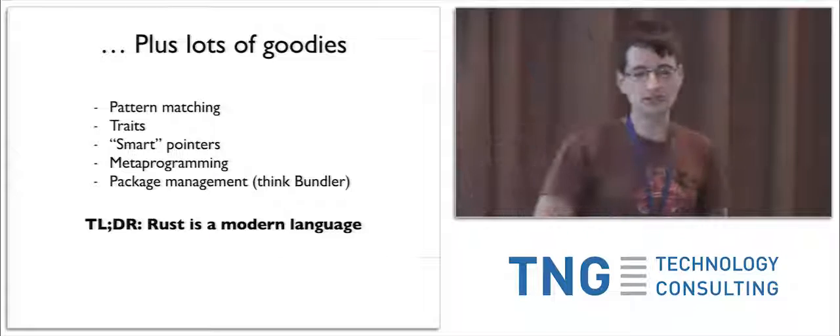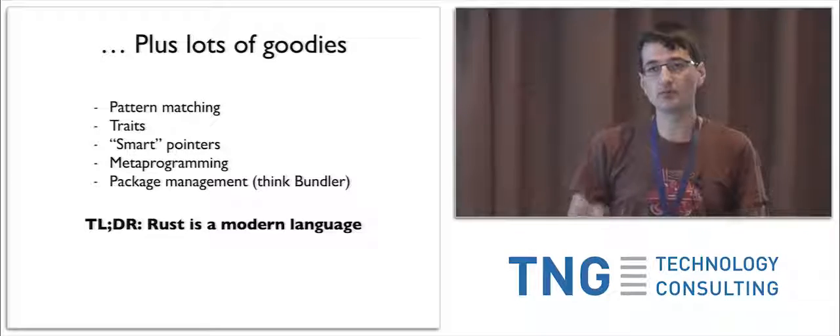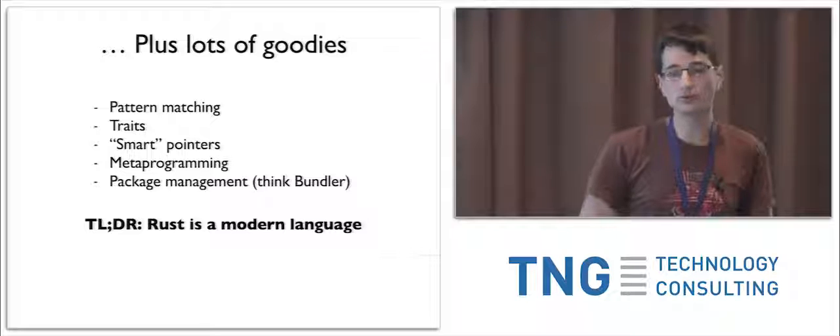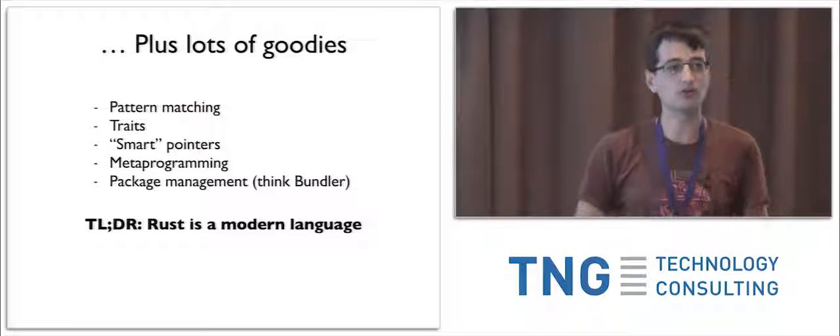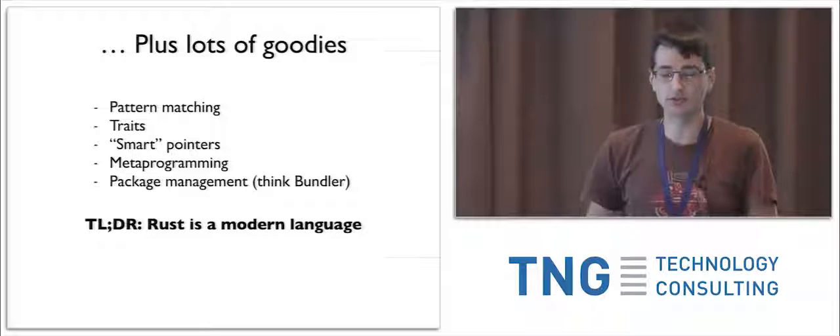And all of this suffices to say that Rust is a very modern language. It was released at 1.0 in 2015, and it has all the features you would expect from a language developed in 2015.